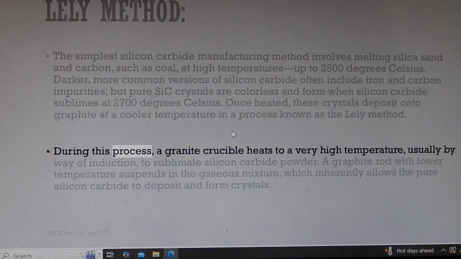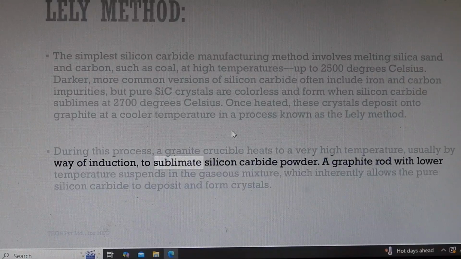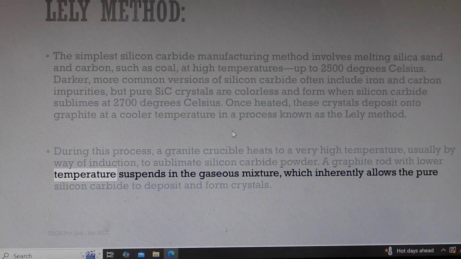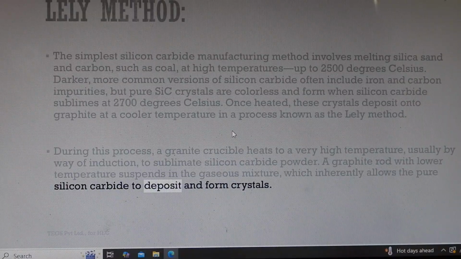During this process, a graphite crucible heats to a very high temperature, usually by way of induction, to sublimate silicon carbide powder. A graphite rod with lower temperature suspends in the gaseous mixture, which inherently allows the pure silicon carbide to deposit and form crystals.